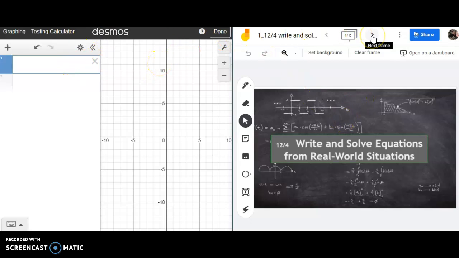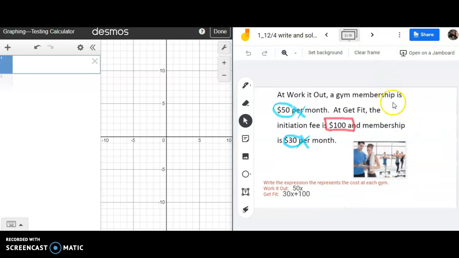So we're still writing equations from real world situations, but now we're going to go one extra step and we're going to solve them. Here in this problem, you're given a situation. You are given information on two different things. This one is talking about Work It Out Gym, and this other one is talking about Get Fit Gym. So Work It Out is going to be on one side of the equation and Get Fit is going to be on the other side.